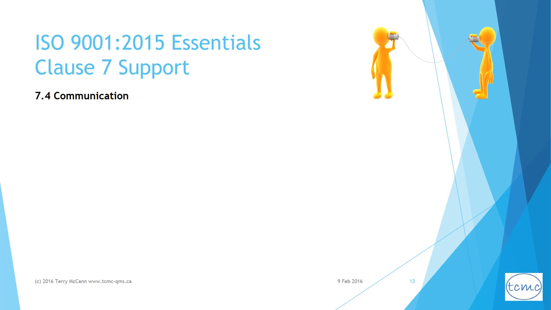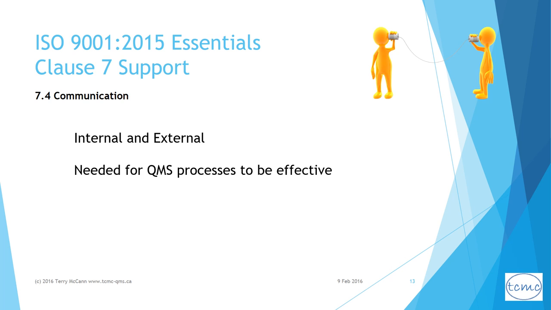7.4, communication. The organization needs to have a consistent approach to internal and external communication. This is not meant to cover all communication, but only such as is relevant to the quality management system. In other words, communication needed for QMS processes to be effective for achieving conformity of products and services and customer satisfaction. In such cases, we must decide what, when, with whom, and how we will communicate, both internally and externally.